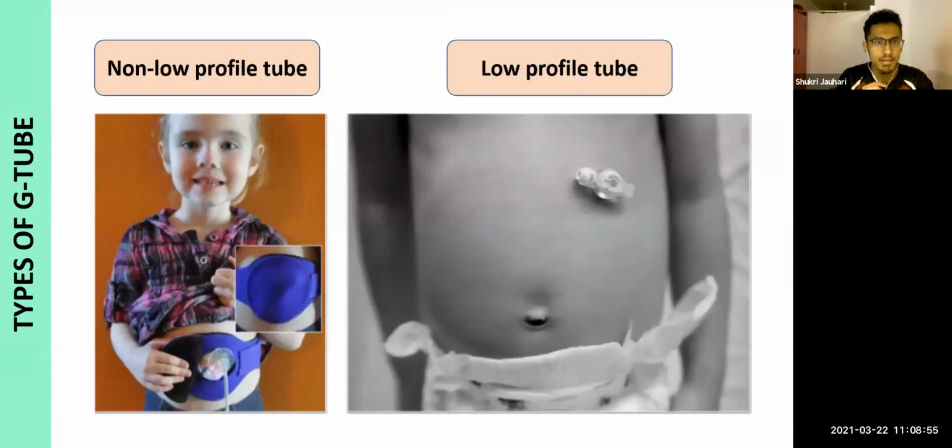Okay, so as you can see with the non-low profile tube, the patient has a special bag which she will use to conceal the extended tube. Whereas with the low profile tube, as it is just attached to the skin, it doesn't need much covering. Okay, next.